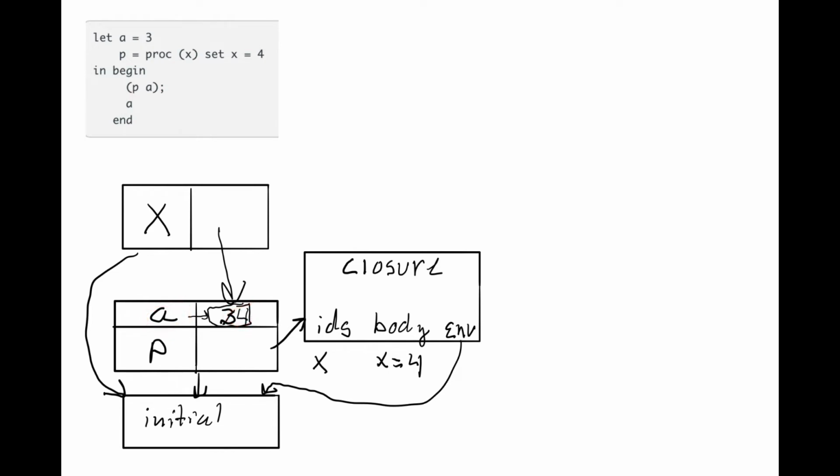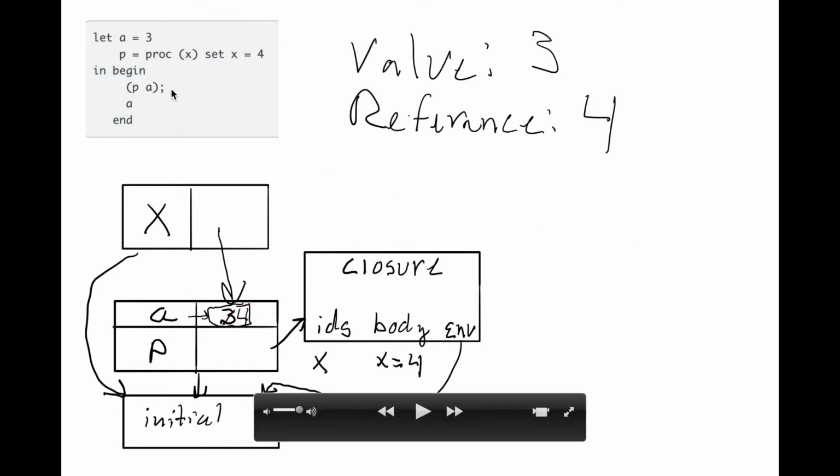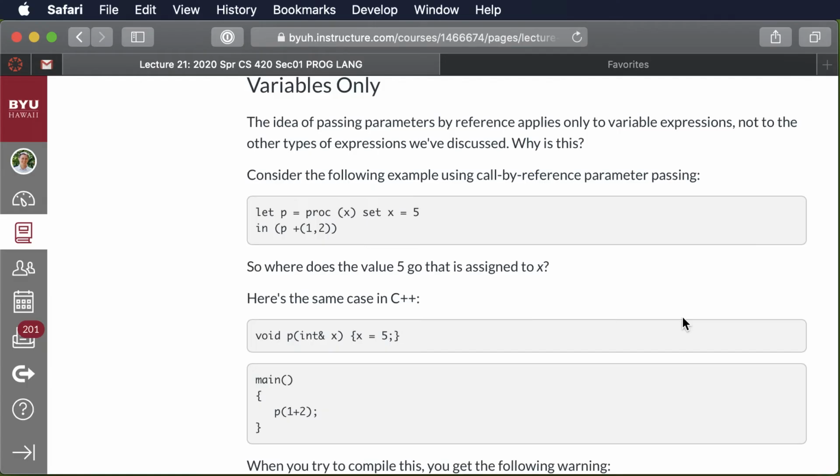So with call by value, in this code right here, a is left unchanged and the final result is 3. If we're doing call by reference though, that allows the function to change its inputs or its parameters, and a will become 4.